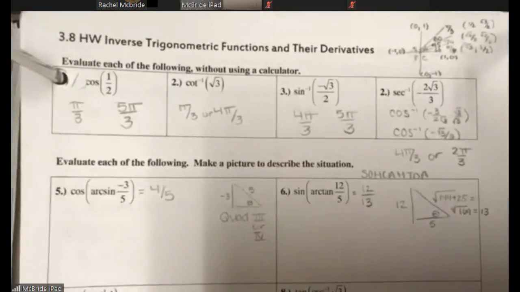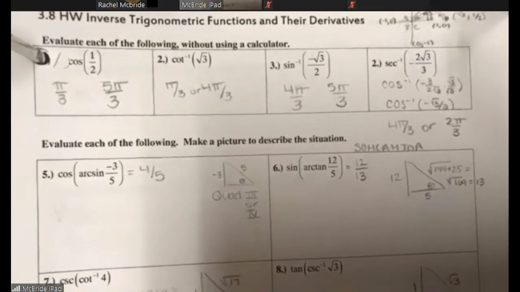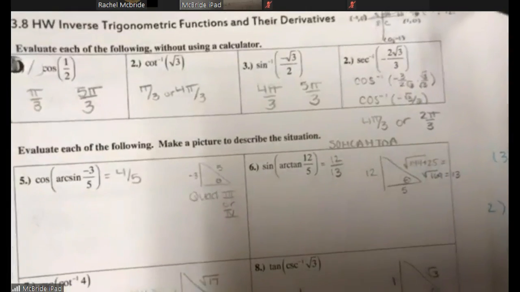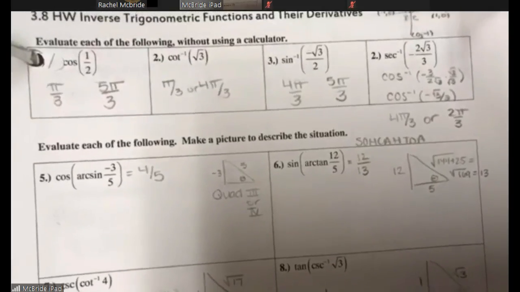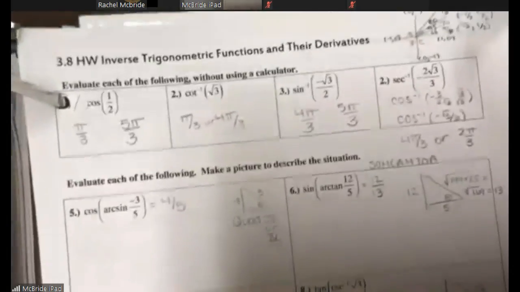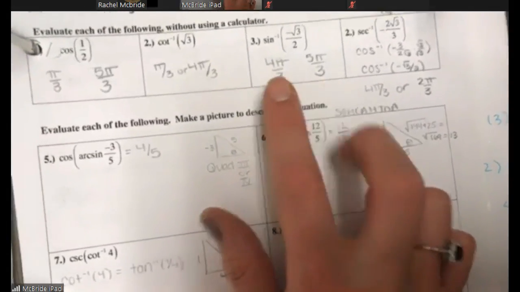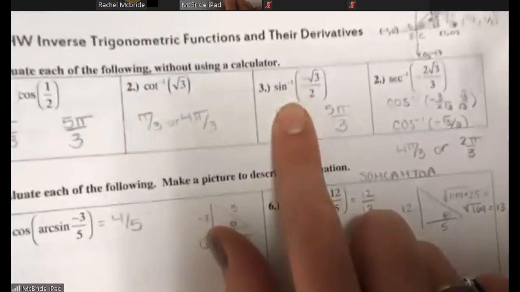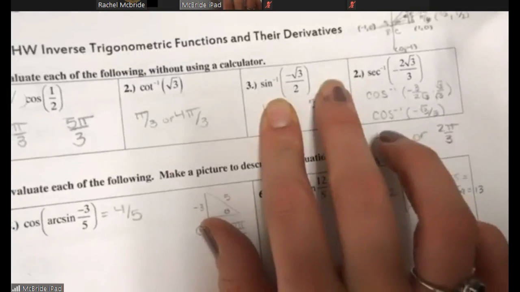At the top, you should have gotten 2 answers for a lot of these problems because the unit circle occurs at 2 points. Now, when we talk about arc, their arcs can't live at both of those 2 points. So again, some of us might have had 4π/3 and 5π/3. However, we have to eliminate 4π/3 from our final answer because the arc sine can only live in quadrant 1 or 3.